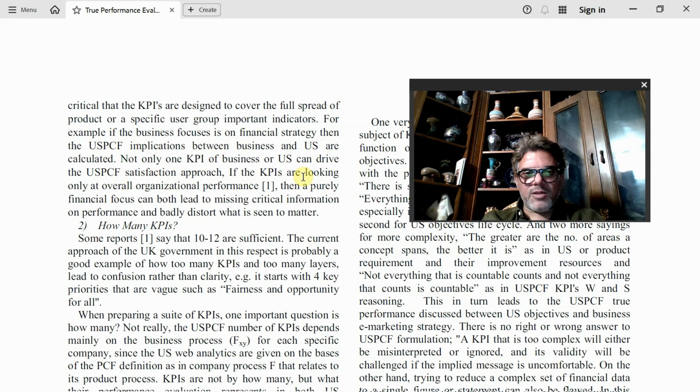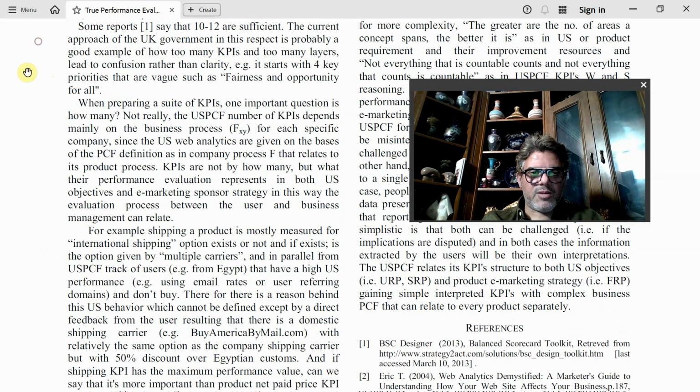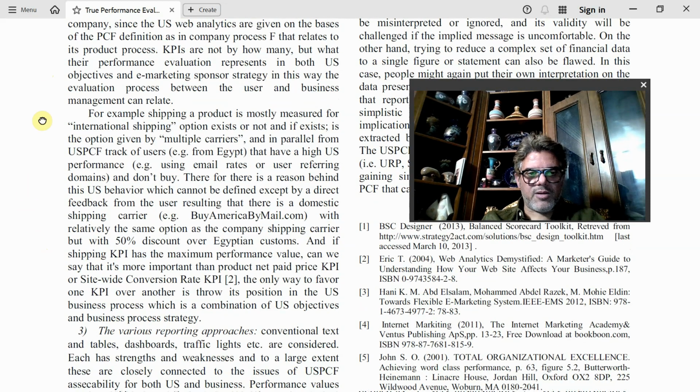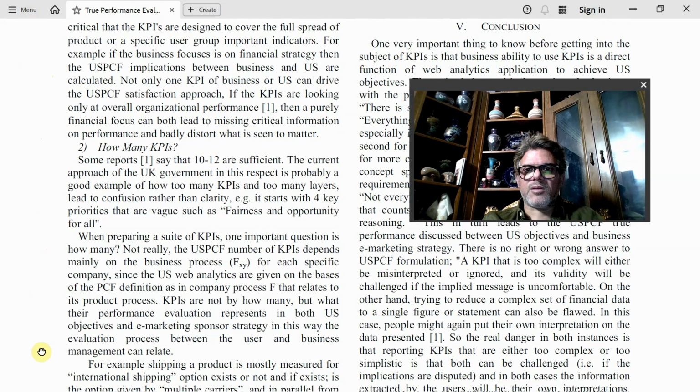If the key performance indicators are looking only at overall organizational performance, then a purely financial focus can both lead to missing critical information on the performance and badly distort what is seen to matter, meaning fuzzy semantics. How many KPIs, it doesn't matter. The KPIs should have reasoning. Yeah, let's take the conclusion.